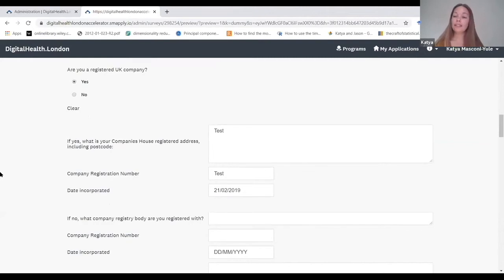This year, the DigitalHealth.London Accelerator is accepting applications from companies from anywhere in the world. However, it is important for us to understand where it is your company is both registered, as well as where it is your company is trading. So please be quite clear and detailed as to whether you're a UK company based outside of London, a UK company based in London, or a company based outside of the UK.